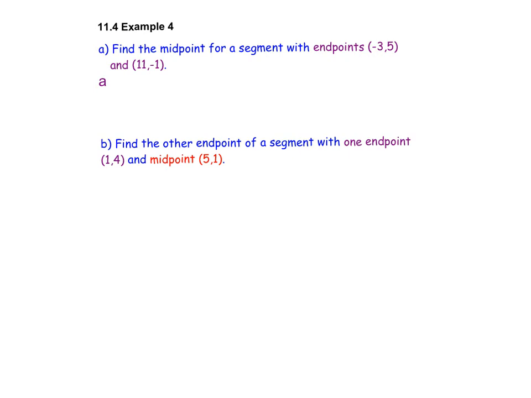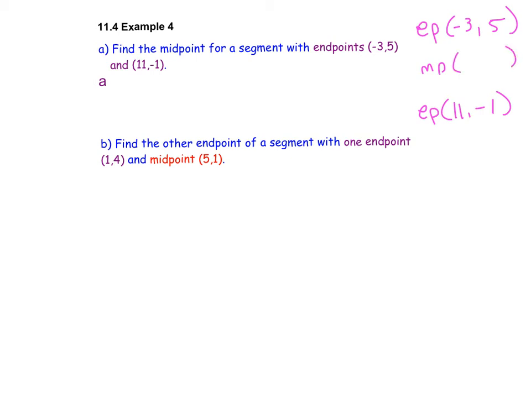All right, so let's take what we just learned and apply the midpoint formula. So you see here it says find the midpoint for a segment with endpoints (-3, 5) and (11, -1). So over here on the right-hand side, I'm going to write, okay, we have an endpoint of negative 3 comma 5. We have another endpoint of 11 comma negative 1. And then I have a midpoint that I'm trying to find that I don't yet know.